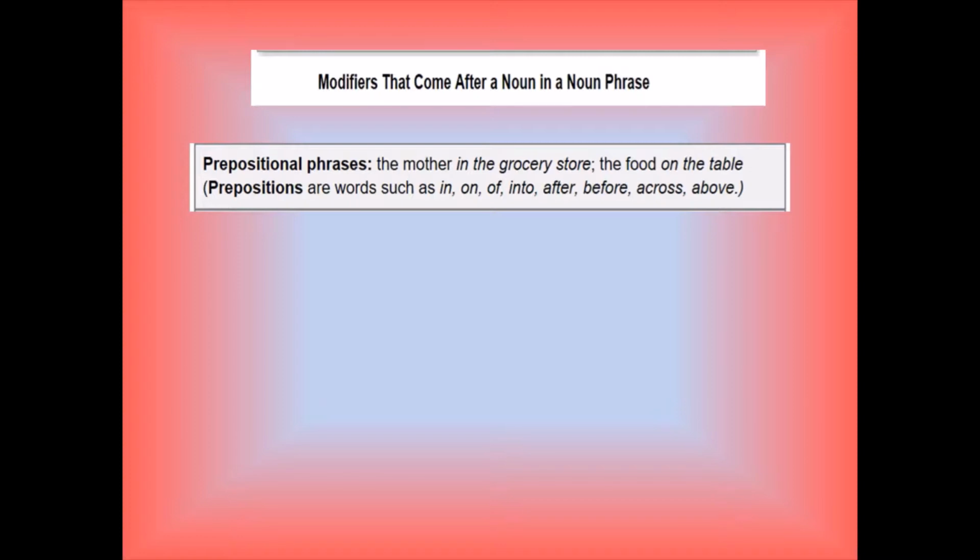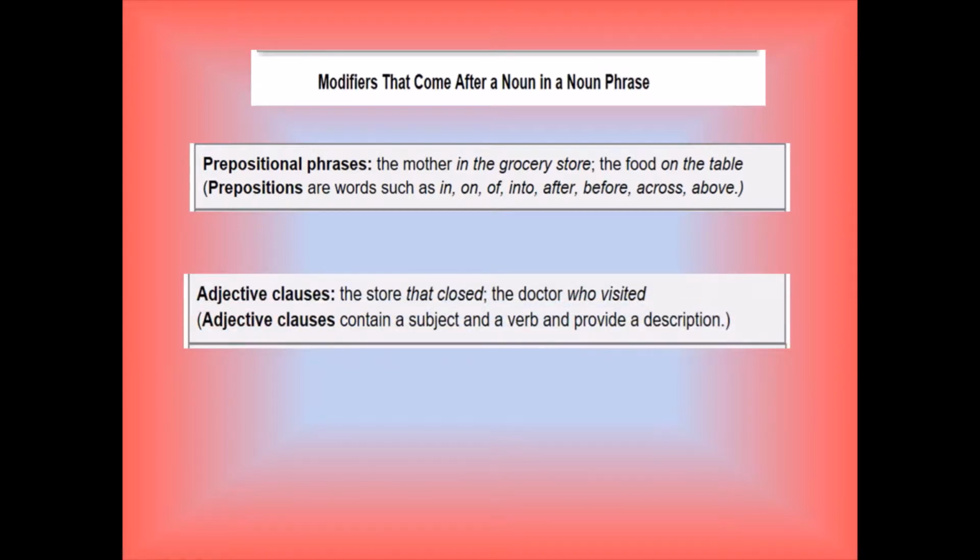Next one, the food on the table. Our prepositional phrase is on the table, which tells the position of the word food. Okay, next, we also have adjective clauses. What is an adjective clause? It contains a subject and a verb and provides a description.